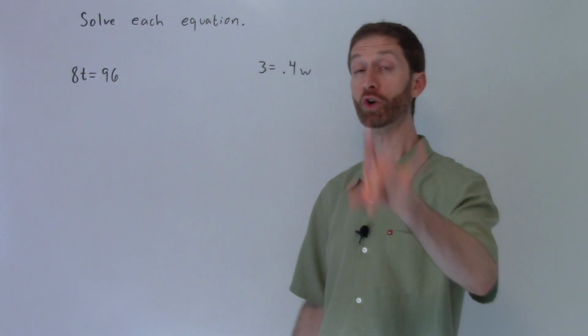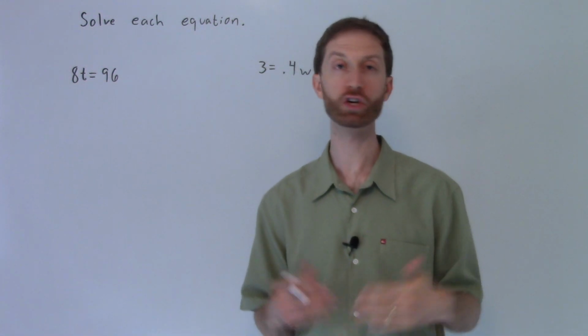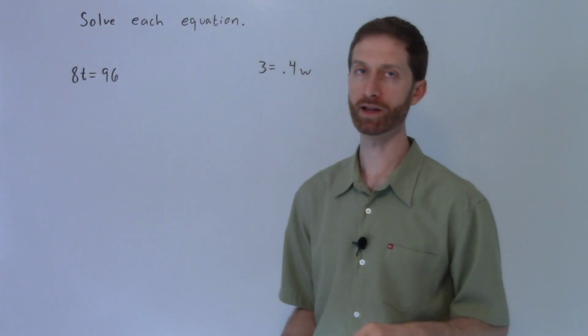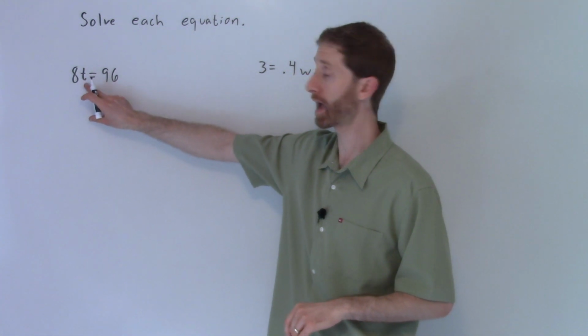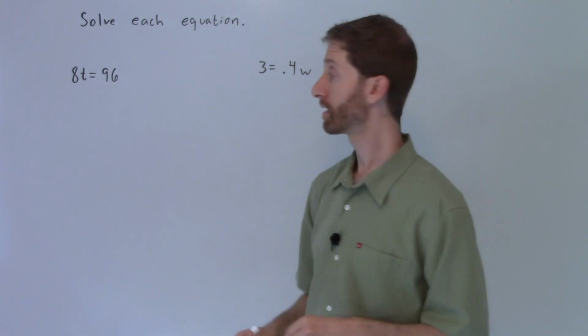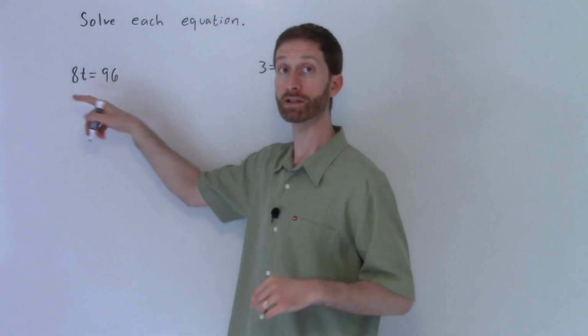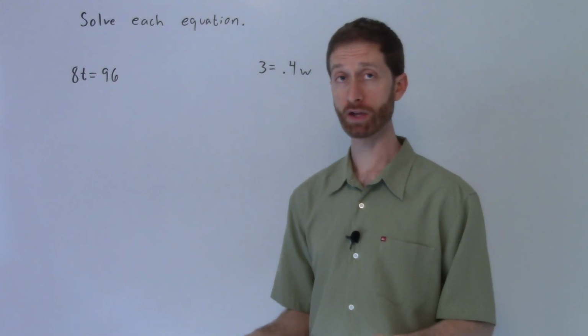In these problems, we are going over how to solve one-step multiplication equations. Let's jump right into it. So I've given you this equation here that states 8 times some number t is 96. So that number being right next to t means multiplication. How do we undo multiplication?